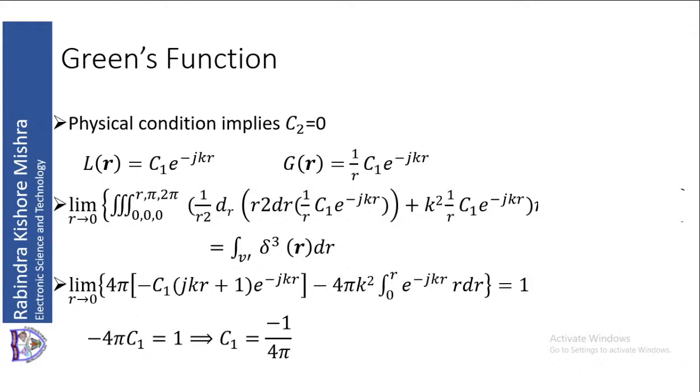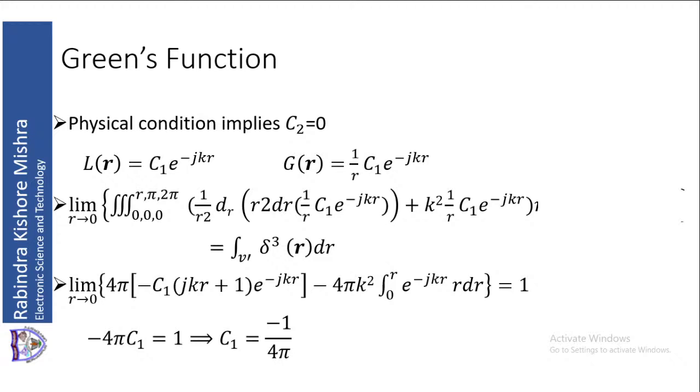The left hand side is limit r goes to 0. Then by integration, the first part will become 4 pi. Where we get 4 pi from is simple. The volume integration is r square dr sine theta d theta d phi. Integration over d phi gives us 0 to 2 pi. Integration over d theta sine theta d theta in the limit 0 to pi gives us 2. So 2 into 2 pi gives us 4 pi.